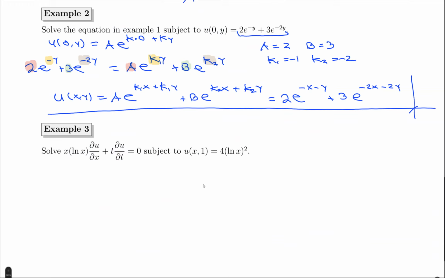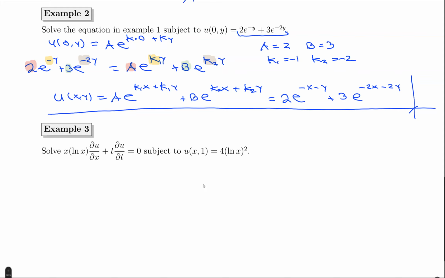All right? So what do we have? Okay. x ln(x) times the partial of u with respect to x plus t times the partial of u with respect to t equals 0, subject to the condition u(x, 1) = 4 (ln x)^2. All right, let's have a look at this exercise.